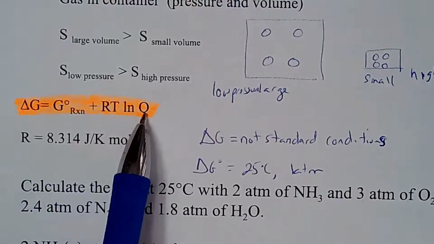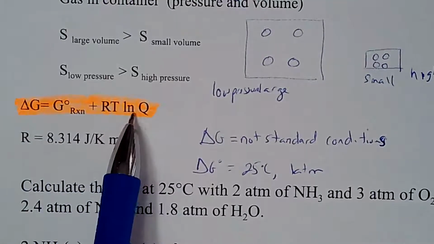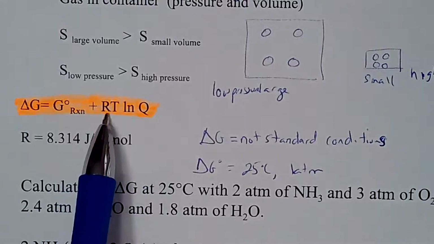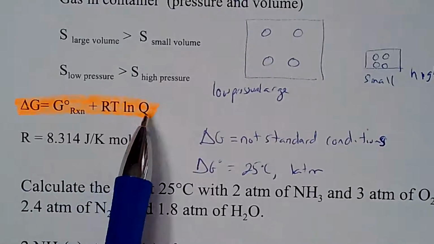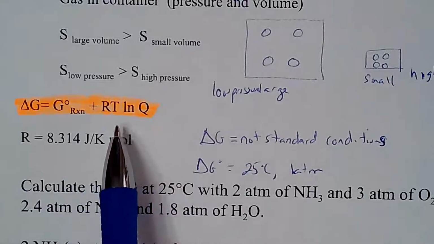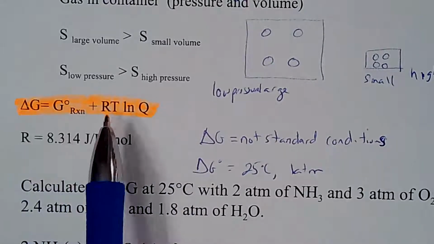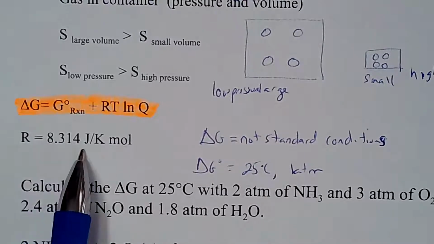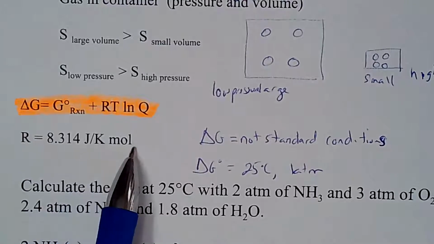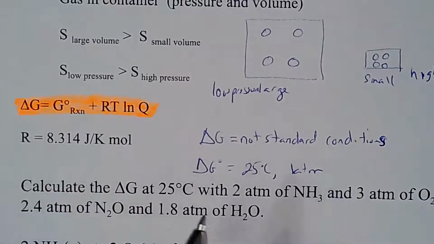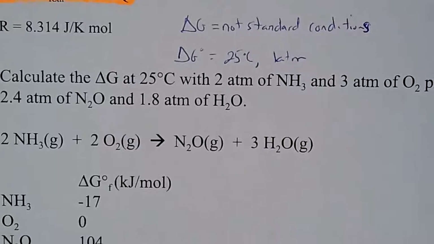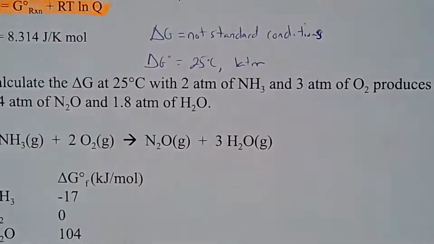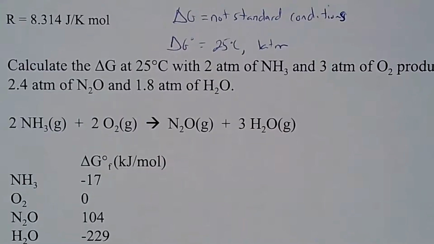But what if I had it at a different temperature and a different pressure? Then I'm going to have this part of the equation to include RT ln Q, and that is because we're going back to PV equals nRT. There's a way to derive this, but I'm not going to spend the time talking about that. The R we're going to use here is 8.314 joules per Kelvin per mole. So let me show you the calculation. You can see where it goes in terms of understanding, and then we'll move on to the last topic.